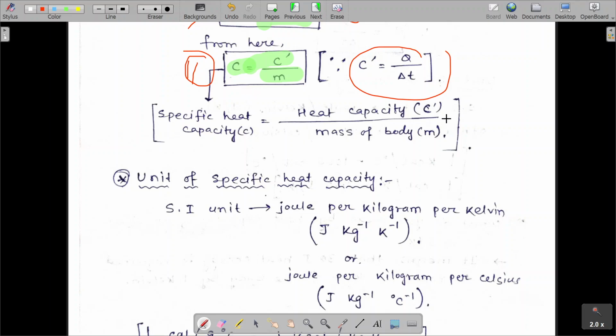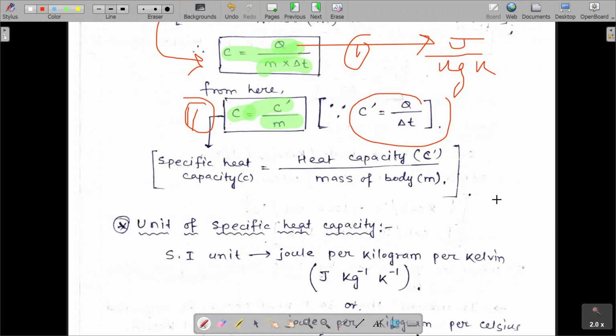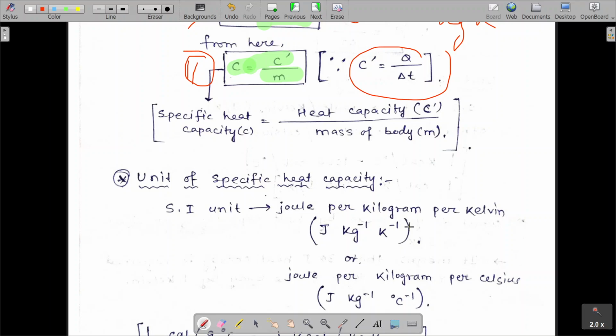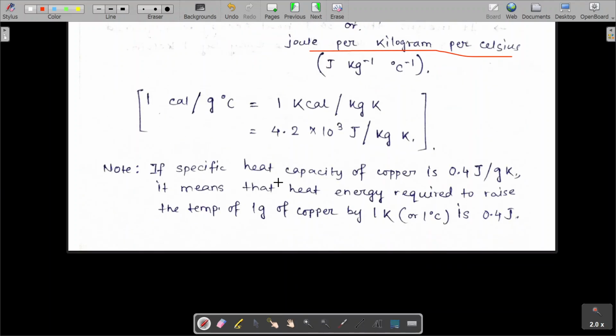Specific heat capacity is the heat capacity, that is C dash, by the mass of the body M. The unit of specific heat capacity: the amount of energy in joule, mass in kg, temperature in Kelvin. So it comes to joule per kg per Kelvin, or joule per kilogram per Celsius.